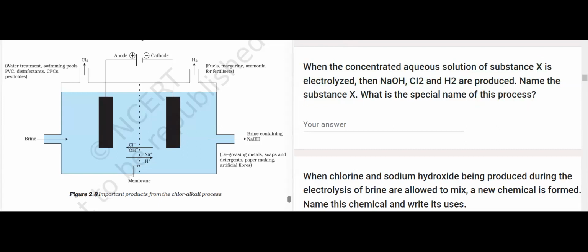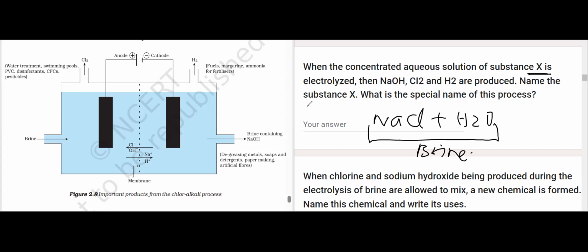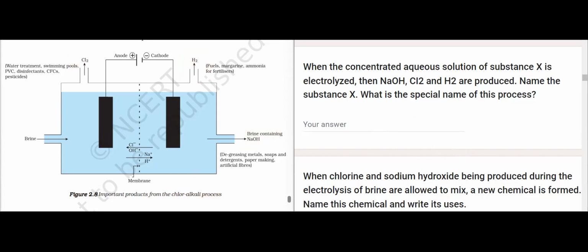Just now we did that this is a reaction, the electrolysis of brine. Substance X must be brine, that is sodium chloride, NaCl, plus water. So this is brine, and that is the substance X. And the process here, just discussed, is the chlor-alkali process, the process in which sodium hydroxide, chlorine gas, and hydrogen gas are released.